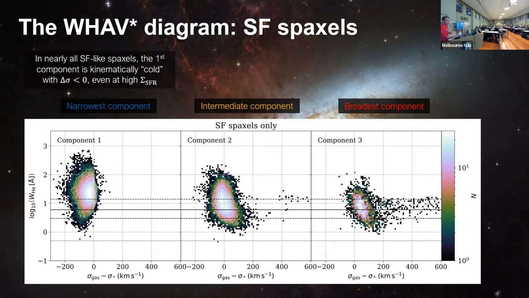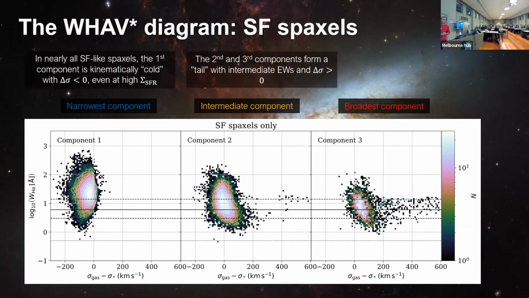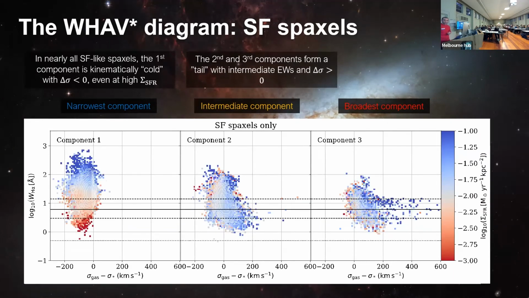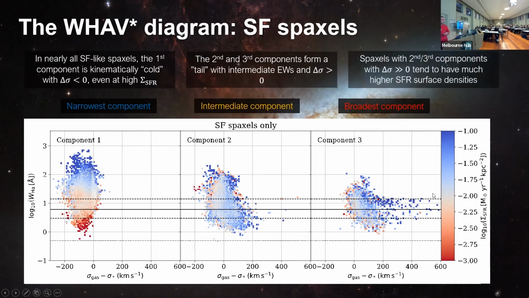That's interesting. The other thing we can note is that the second and third components form this tail, which is skewed such that the equivalent width is anti-correlated with delta sigma. And if we look at particularly component 3, there's this long tail that extends to very high values of delta sigma. And if we color each of these cells by the median star formation rate surface density, we can see very clearly that almost all of the spaxels containing these kinematically disturbed components have very high star formation rate surface densities, which is a bit of a smoking gun that these kinematically disturbed components that lie on the right-hand side of this diagram are linked with energetic star formation in winds. But there is a lot of spread in these diagrams.